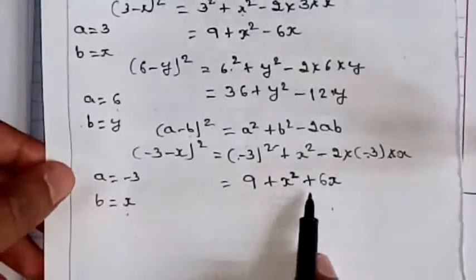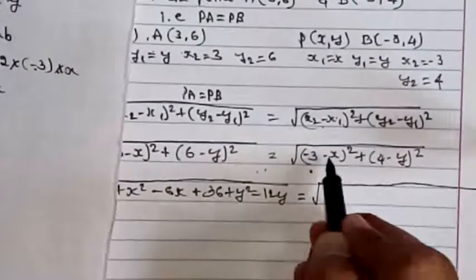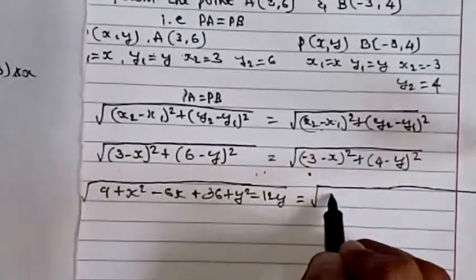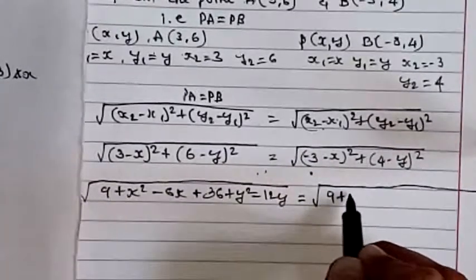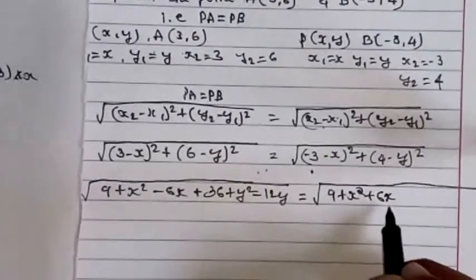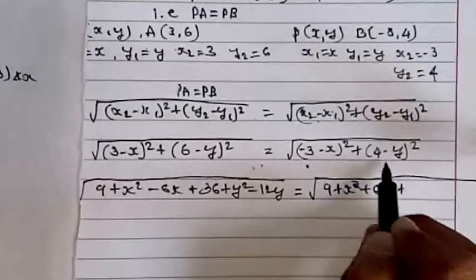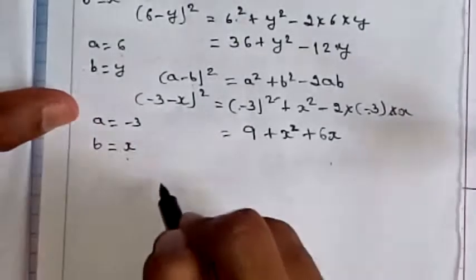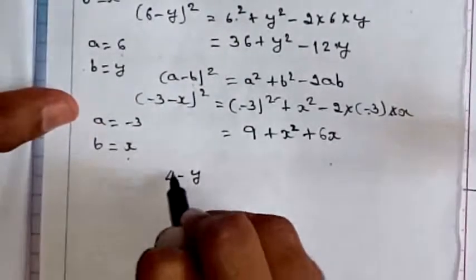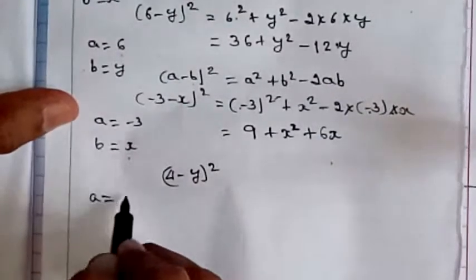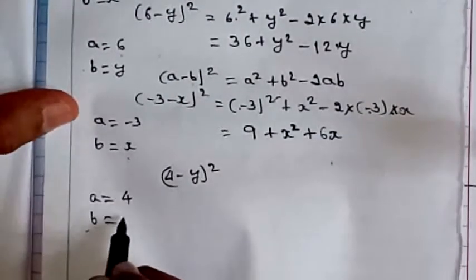Now apply this value here. So (-3 - x) whole square, in the place of (-3 - x) whole square, the answer is 9 plus x square plus 6x. Right children? Plus. Now apply (4 - y) whole square. So here I'll write. So (4 - y) whole square. Now what is the value of a? a is nothing but 4. b is nothing but y.